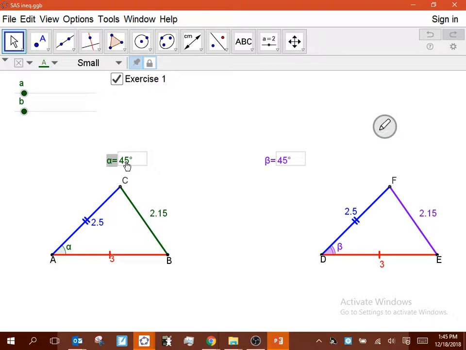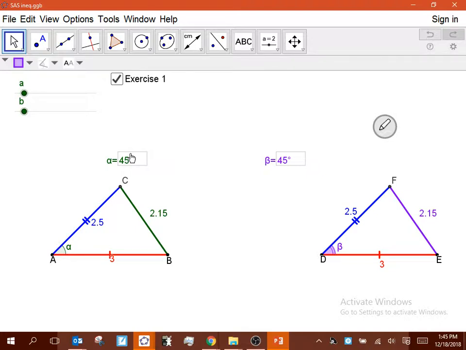Okay? So here in this case, I'm going to start with my two angles, alpha and beta. Alpha being this green one on the left, beta being the purple one on the right. I'm going to start with them both being 45. You see the blue segments are congruent and the red segments are congruent, right? They're both 2.5 and 3 respectively. So right there we've got side angle side, but the angle in between is congruent. So we have side angle side congruency here, right?